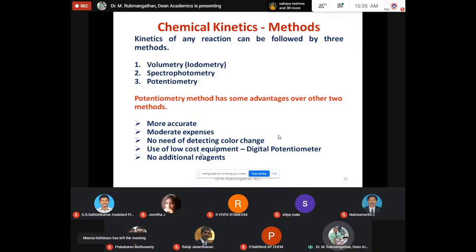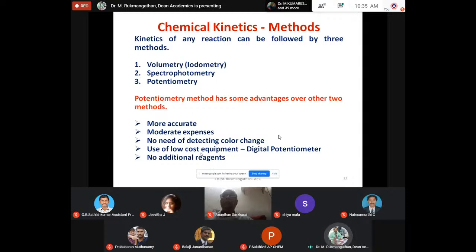When we are carrying out the volumetry method, there may be some difficulties. Of course, the results may end up inaccurate. We have to employ many more reagents. We have to utilize the indicator and some other things. Our potentiometric method has some advantages over the other two methods. Of course, spectrophotometry and potentiometry have much more importance. They are better than volumetric study. Our potentiometric method has some advantages over these two.